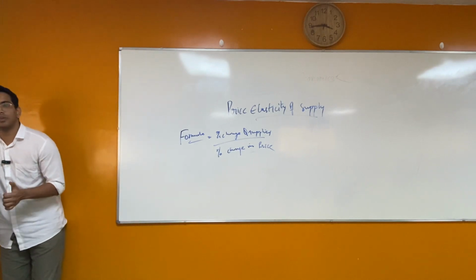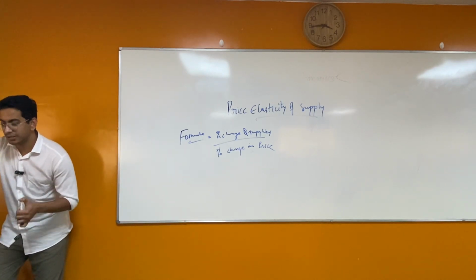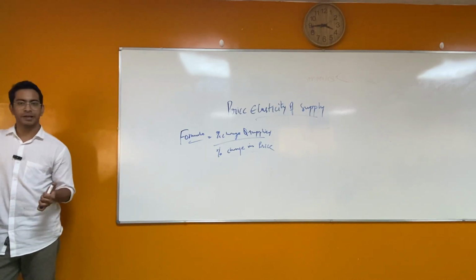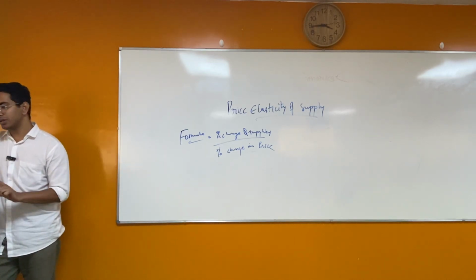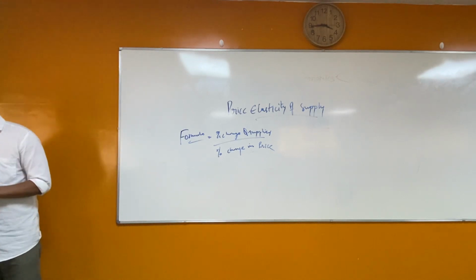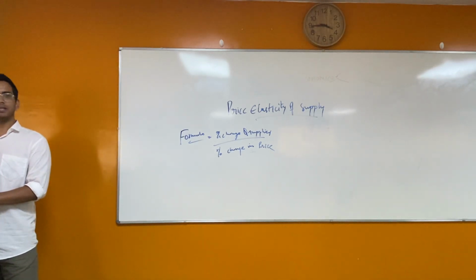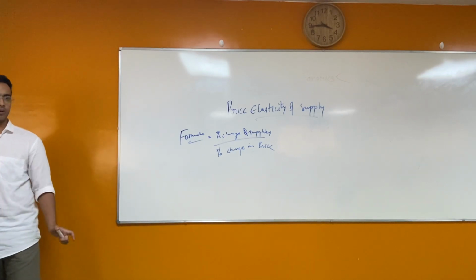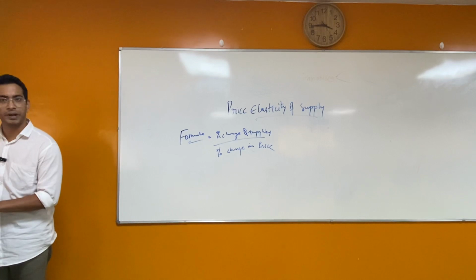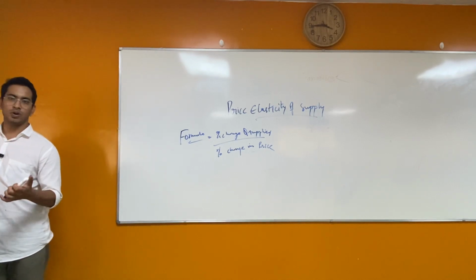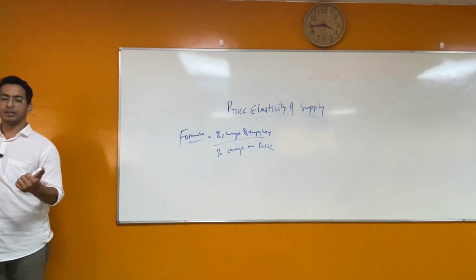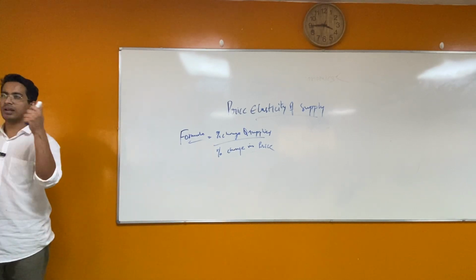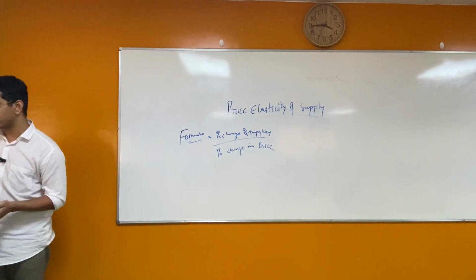Again, the same thing: we will find inelastic supply, elastic supply, and unitary elastic supply. So what is inelastic supply? Change in price does not change the quantity supplied in the market. If price increases or decreases, it doesn't matter, it will not affect the supply at all. It is called inelastic supply. What would be the example? Salt, water, etc. Salt, how much can they increase? 1 rupee, 2 rupees, because plenty of it is available around us.